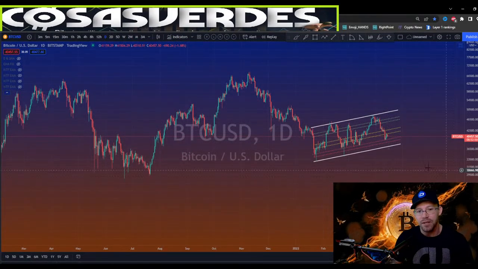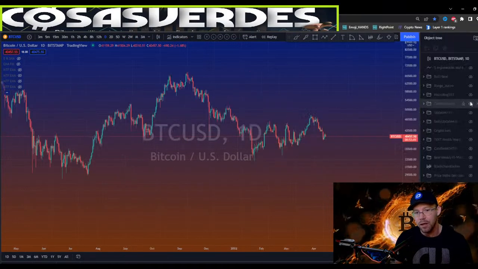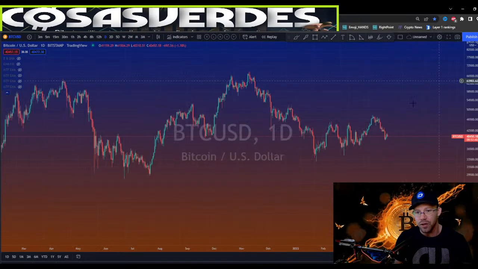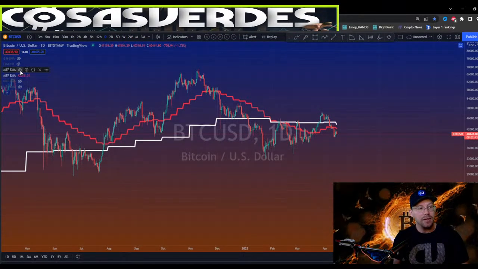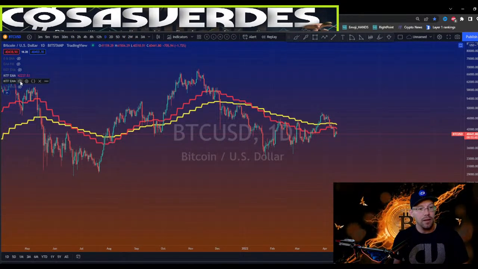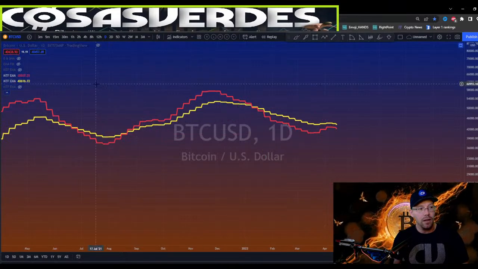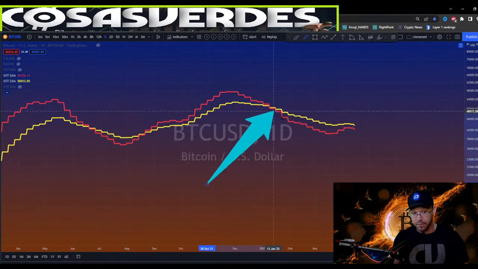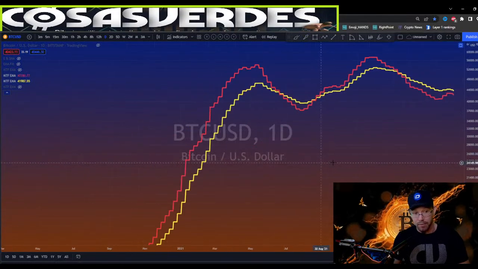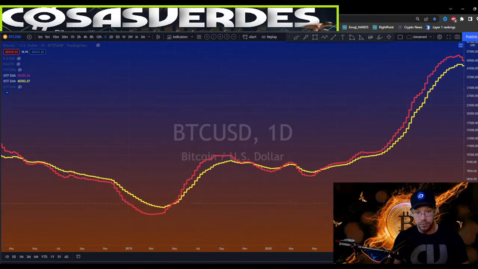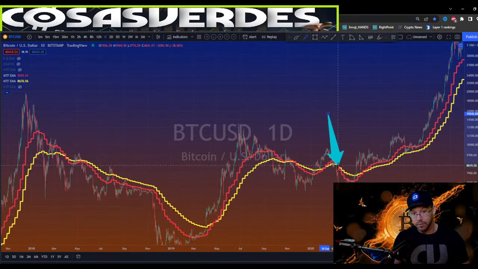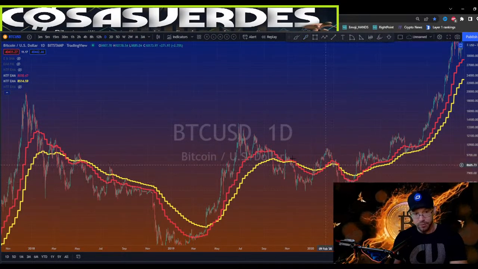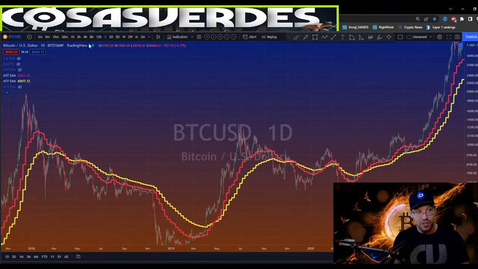I will do the same exercise. Bitcoin over the next 2 to 3 months, knowing that historically, this is very bad. Red below yellow is bad. I mean, just zoom out. Look. What happened here when it went back below? Capitulation. Right? I mean, it's just bad.